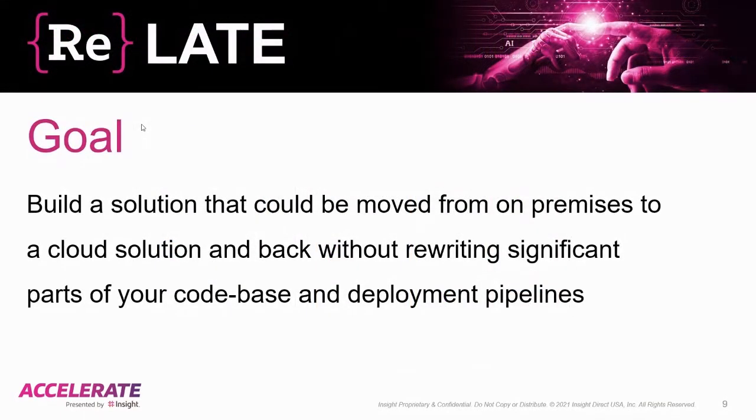So I'll talk about our goal before we move on to the next step of this. And that's really to be able to build a solution that can run from on-premise to a cloud solution, and then back to on-premise without a significant rewrite of your code and your deployment pipelines. And so that's our underlying goal when we talk about being cloud agnostic.